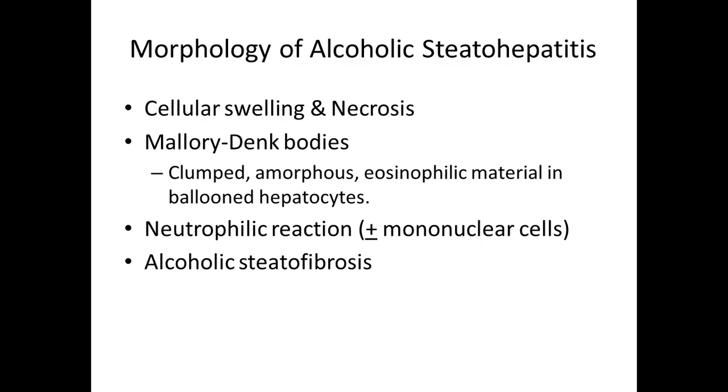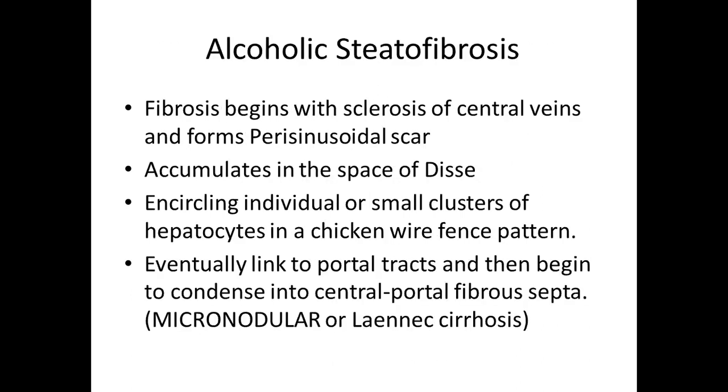A very characteristic appearance of an eosinophilic, dark pink colored body, which I'll show you later how it appears and why it is formed. It is an amorphous eosinophilic material usually deposited in the ballooned hepatocyte having ballooning degeneration, and this body is called Mallory-Denk bodies. So Mallory-Denk bodies are usually characteristic of alcoholic steatohepatitis. Neutrophilic reaction will be there, plus minus some mononuclear cells, and alcoholic steatofibrosis ultimately ensues.